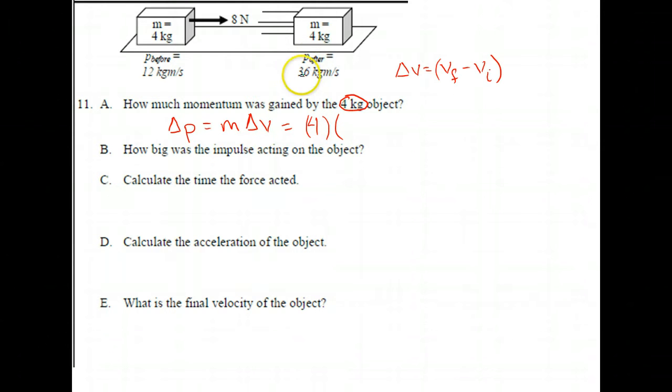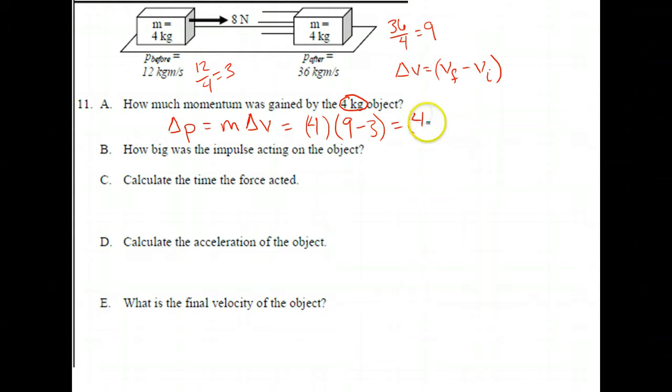Well, let's look over here. Can we figure it out from this? Yep. Okay. 36 divided by 4 would give us the velocity, which would be 9. And what was the starting velocity? 3.